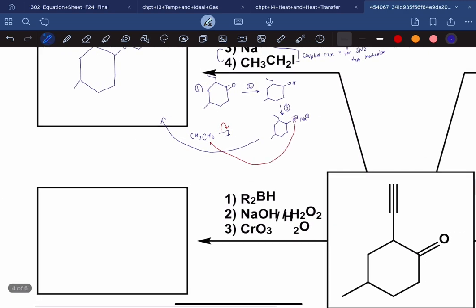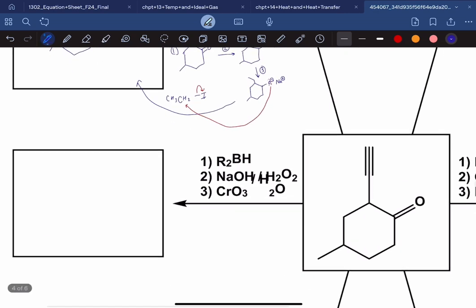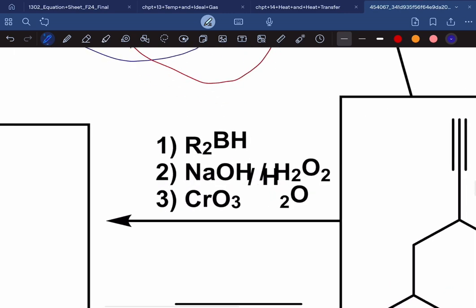So then second box, we are going to look at this R2BH on this alkyne. So you got to know that R2BH and NaOH / H2O2, this is a coupled reaction. It's not like 2 steps. I mean, it is 2 steps, but what I'm trying to say is they do one thing. So what do they do?